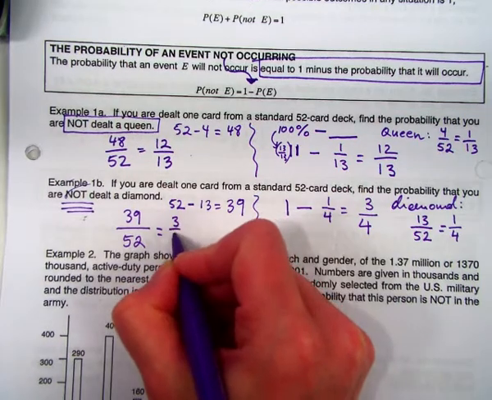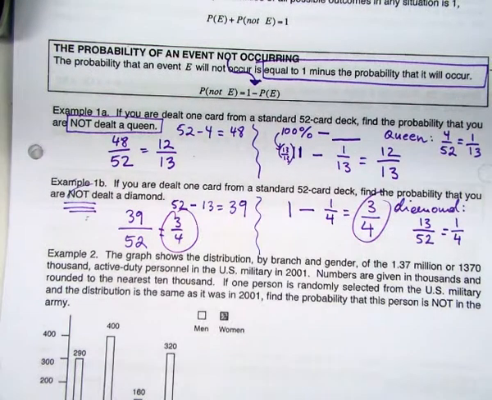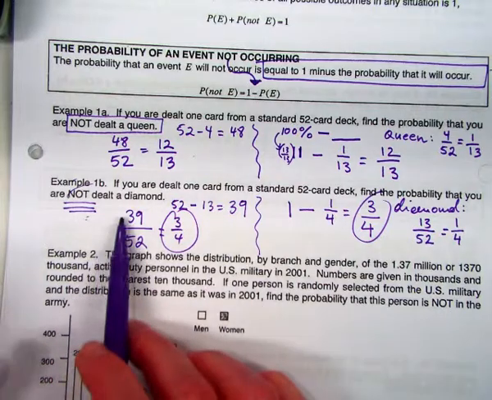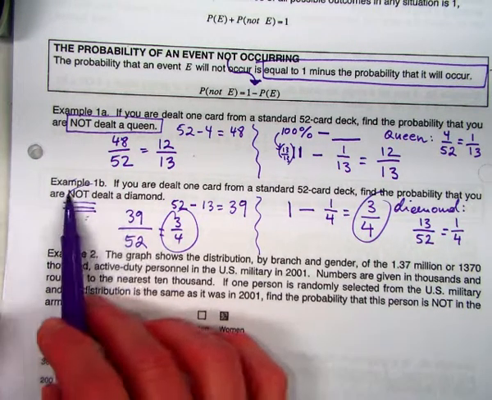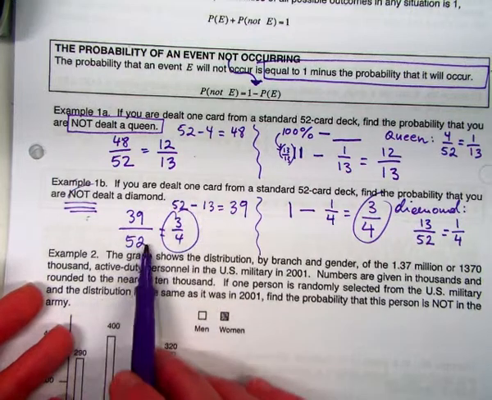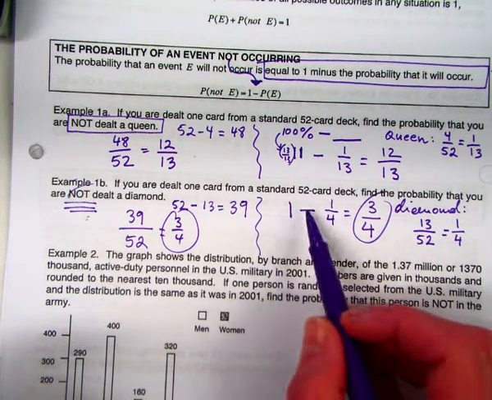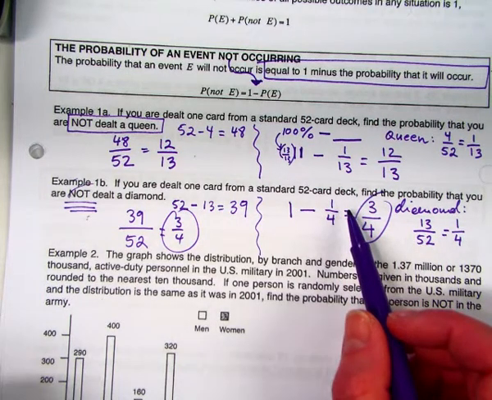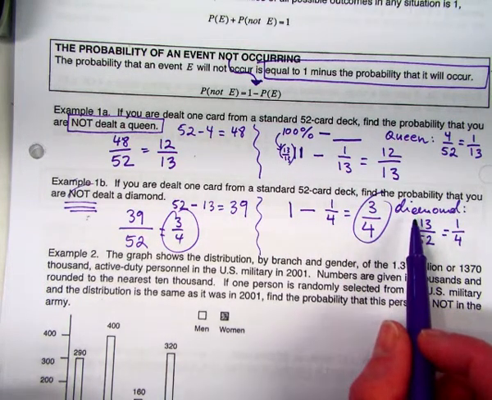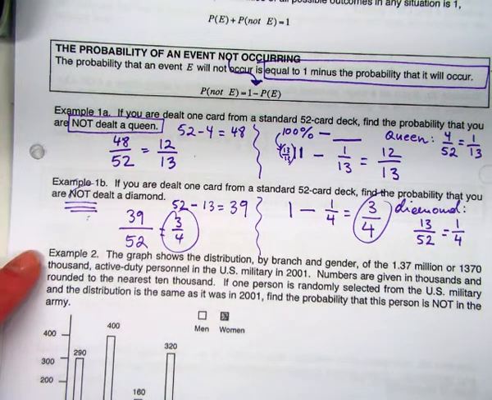3 over 4. We get the same answer. Okay? 3 over 4, 3 over 4. So if you like doing it this way, where you find how many are actually meeting this criteria, how many are not diamonds, and then doing it out of 52, or you can just use the formula that says 1 minus the probability of getting a diamond. Okay? Some problems are easier with the 1 minus. Certain problems are easier when you just do it this way. Why don't you guys read example 2 to yourself?